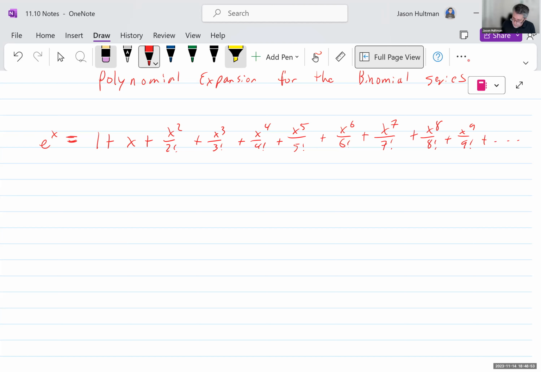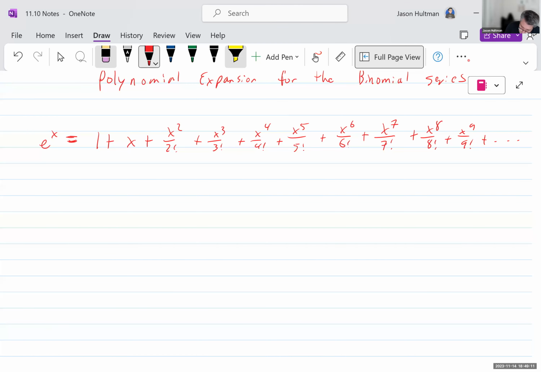Plus dot dot dot, just goes on forever. And we get better and better approximations for e to the x for however many terms we go out. This will just get better and better approximation of e to the x.